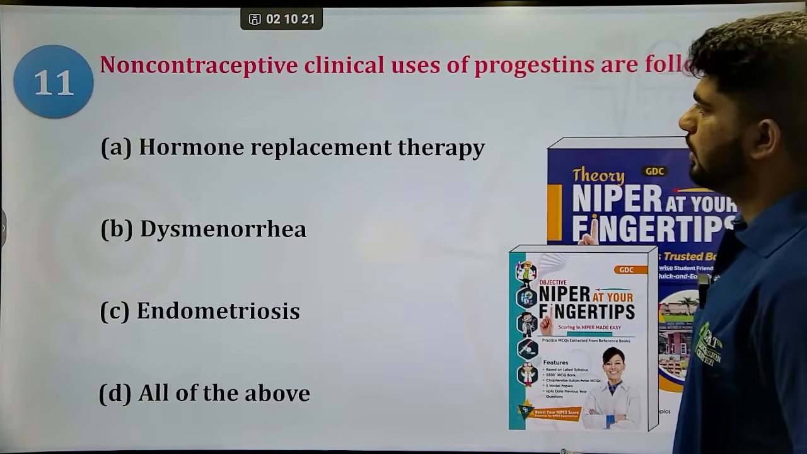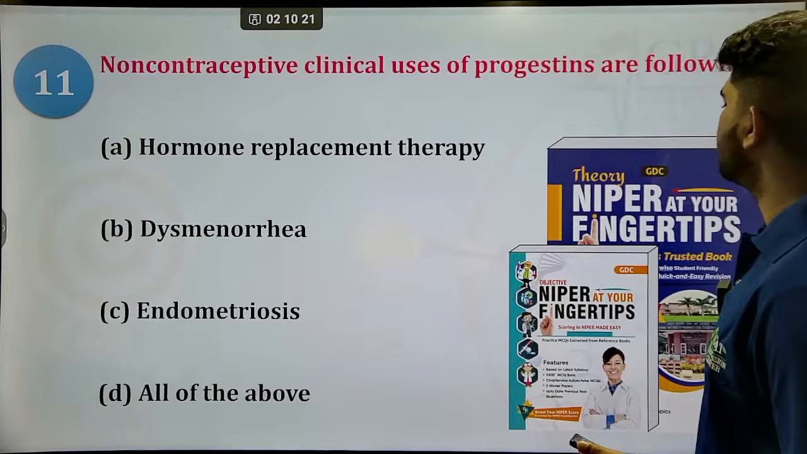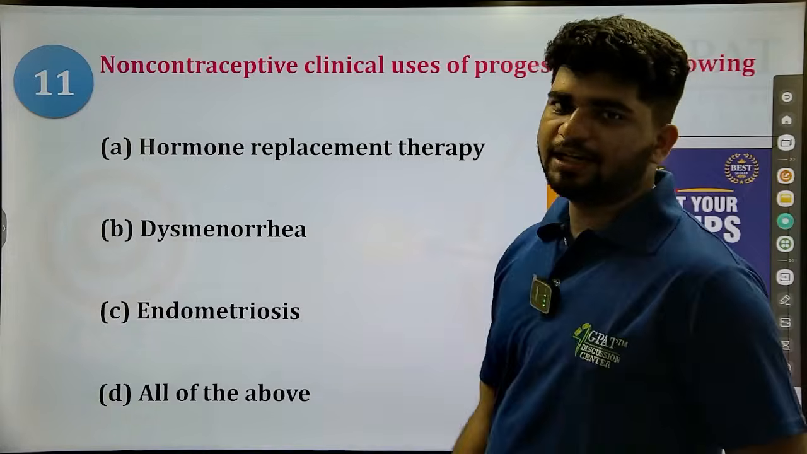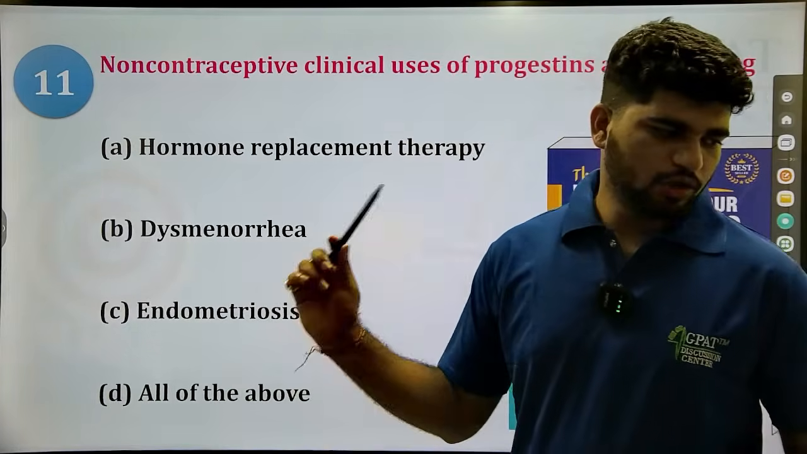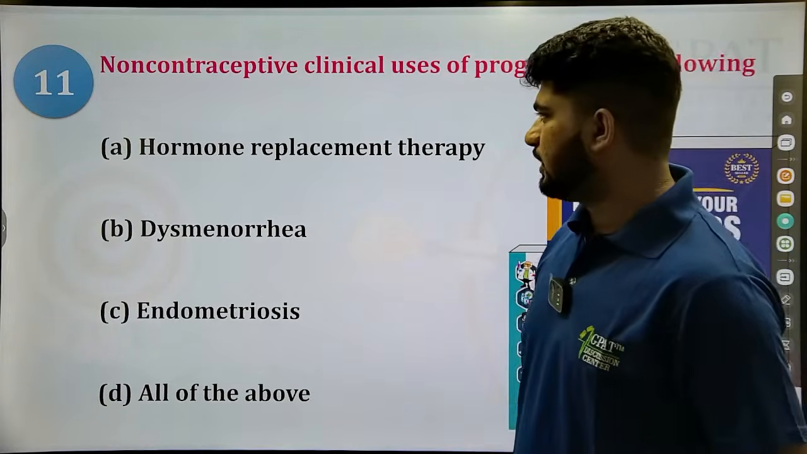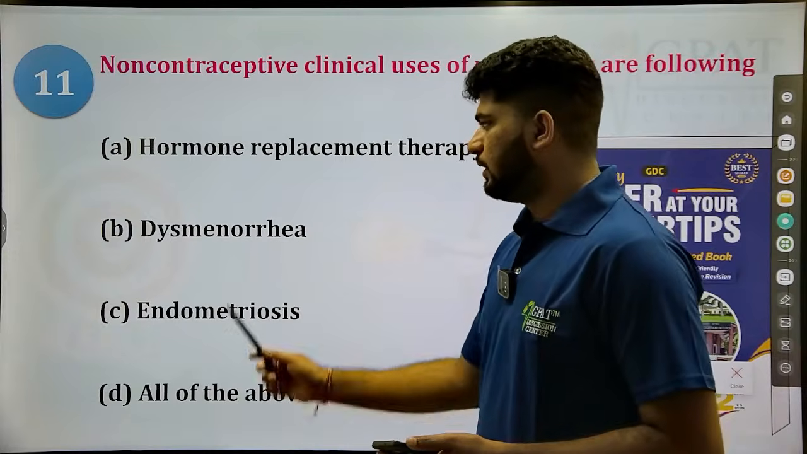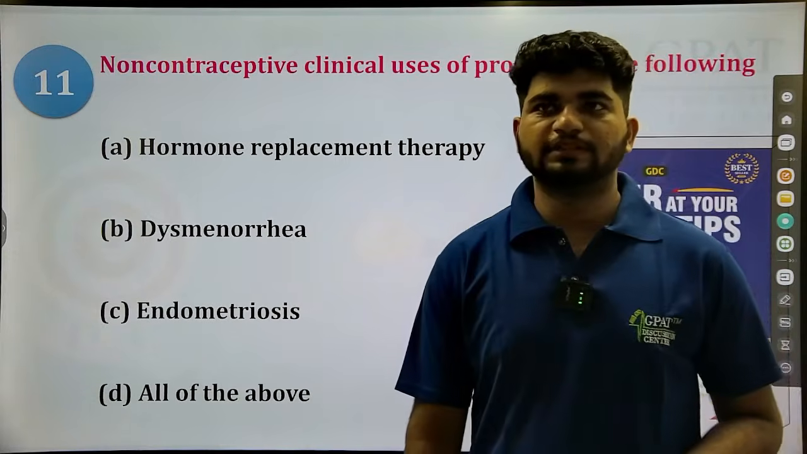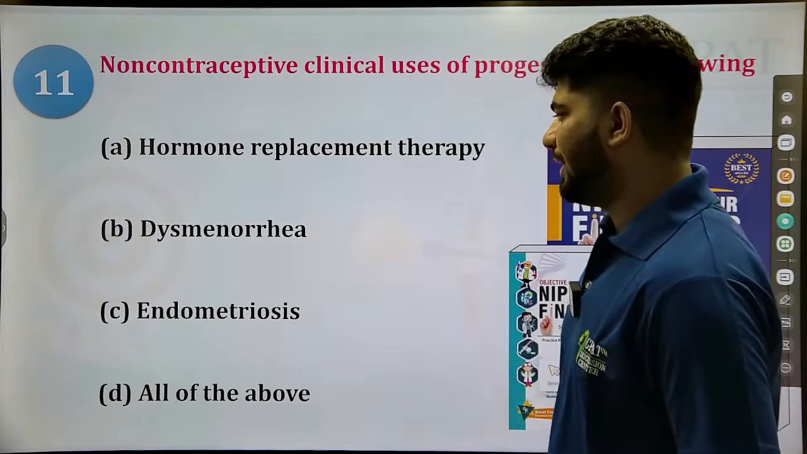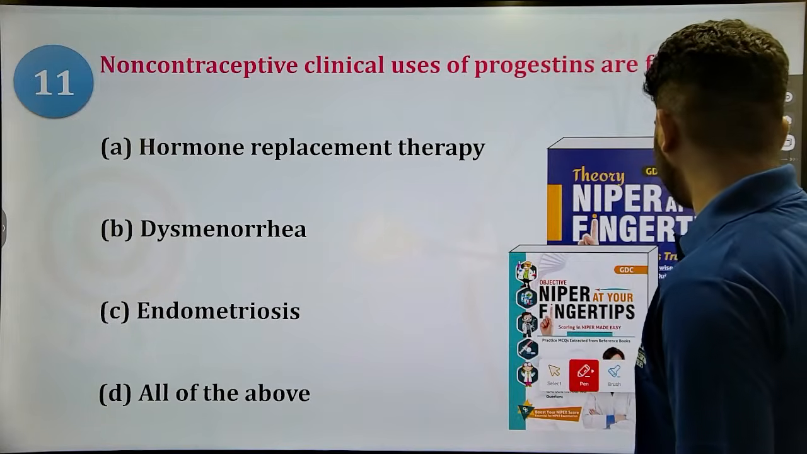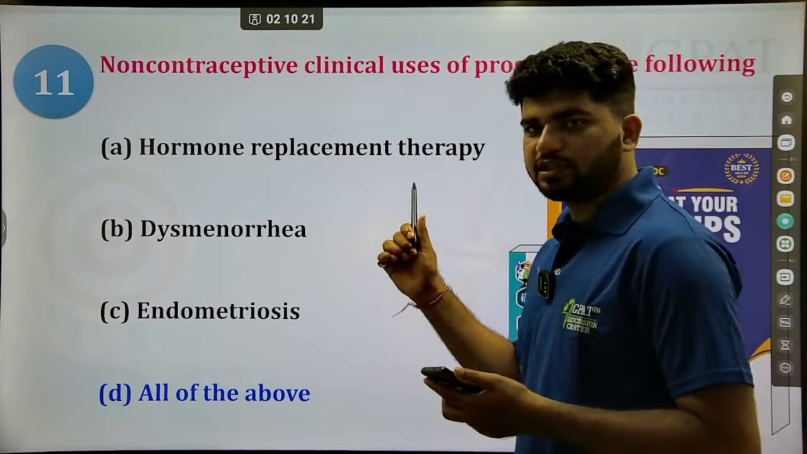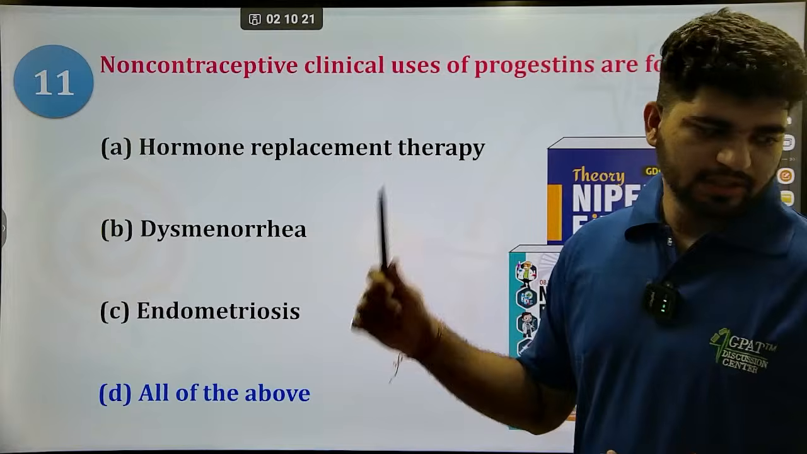Okay. The non-contraceptive clinical uses of progestins are the following. So apart from contraceptive use of the progestin, what are the clinical indications of progesterone? Is it HRT, dysmenorrhea, endometriosis, or all of the above? HRT is hormone replacement therapy. Dysmenorrhea is what, guys? When you're having a painful menstrual cycle, right? Endometriosis, or all of the above? What's the correct answer? Yeah, that is all of the above. In all of these conditions, progesterones are being utilized, right?